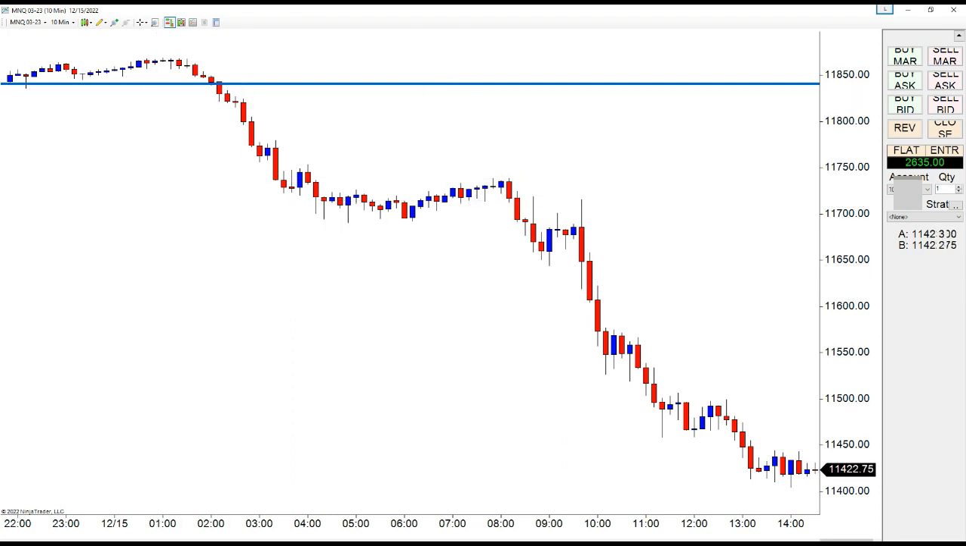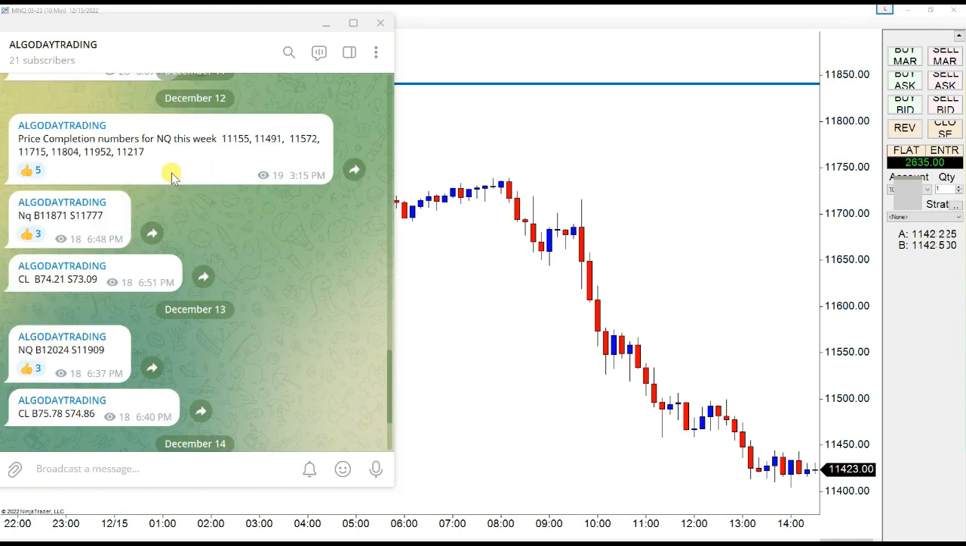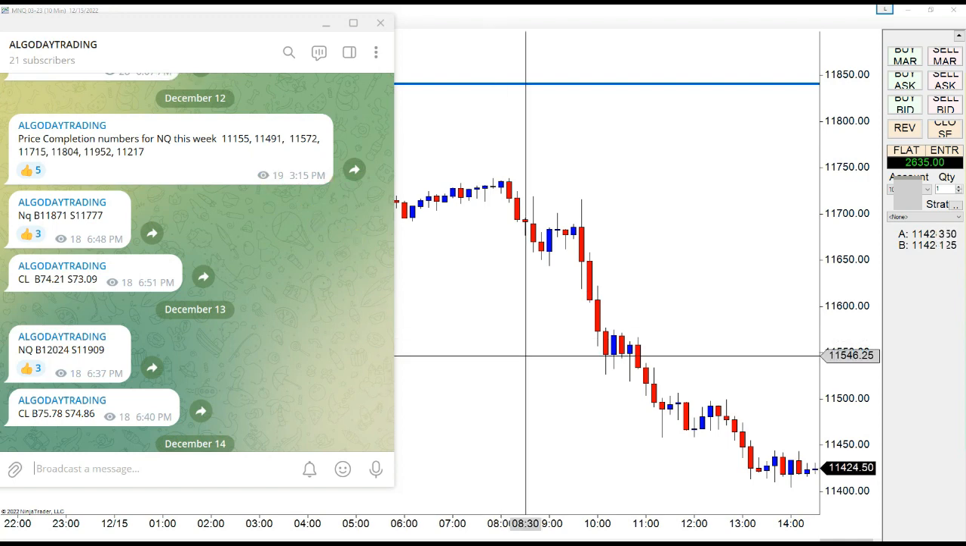And what am I looking for? I'm looking for this 491. I'm looking for the 491. And at 491, I took off the rest of the position.